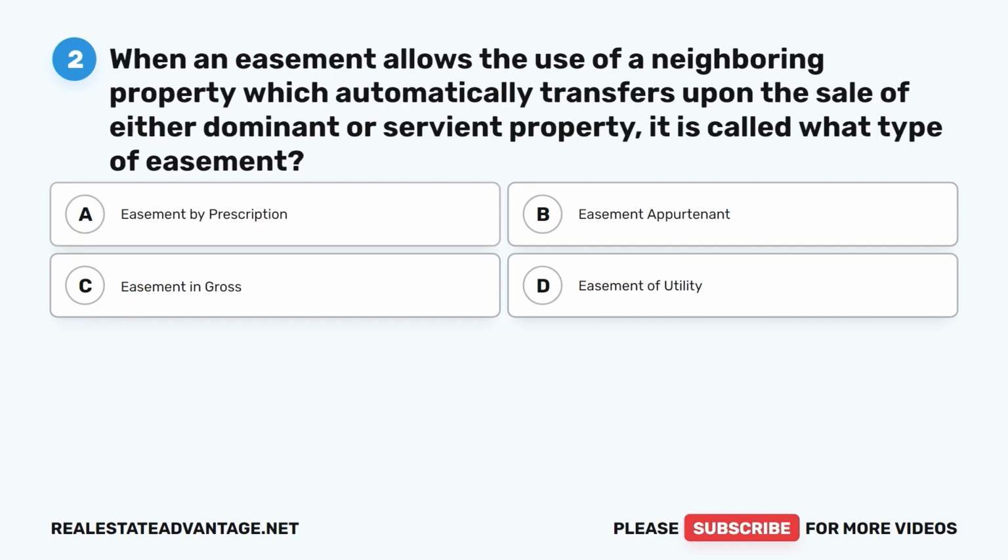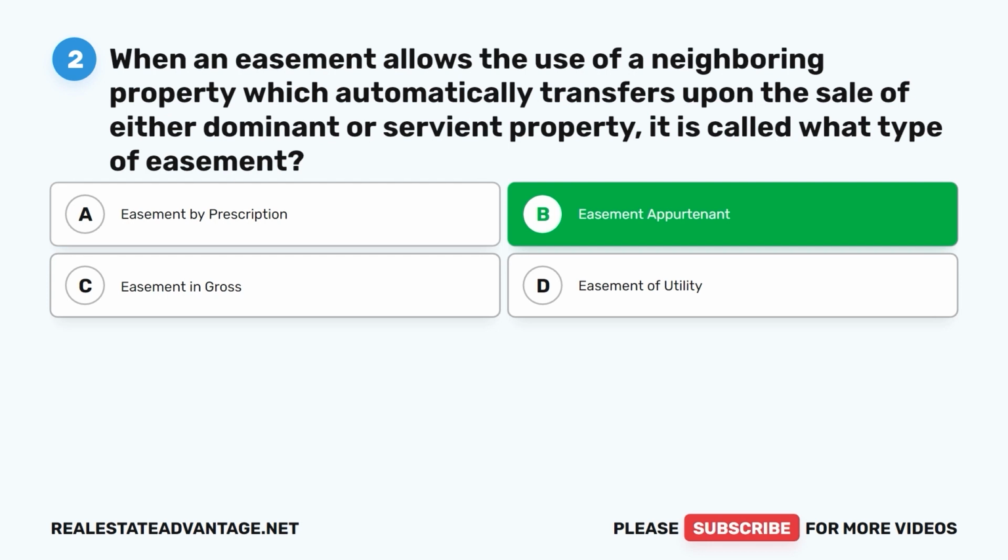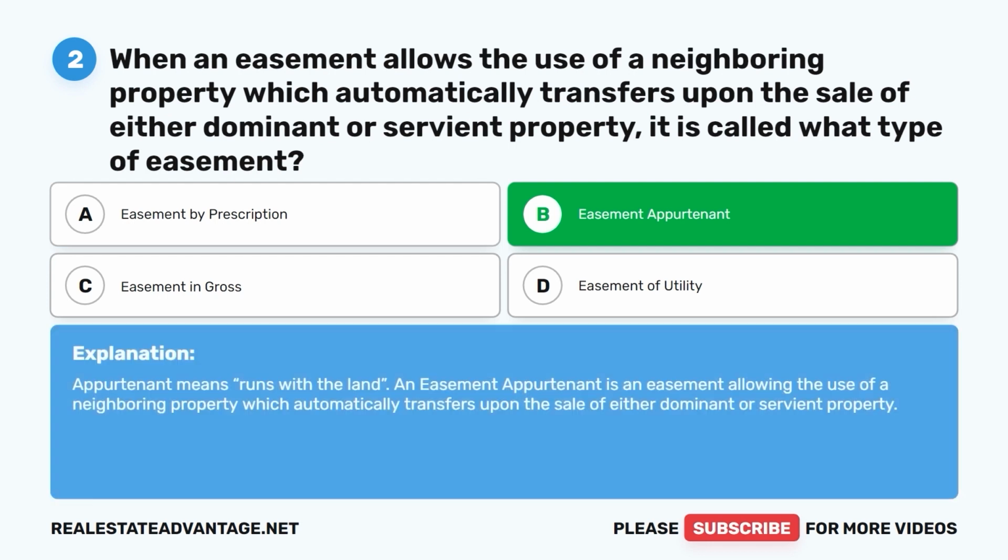Question 2. When an easement allows the use of a neighboring property, which automatically transfers upon the sale of either dominant or servient property, it is called what type of easement? A. Easement by prescription. B. Easement appurtenant. C. Easement in gross. D. Easement of utility. The correct answer is B. Easement appurtenant. Appurtenant means runs with the land. An easement appurtenant is an easement allowing the use of a neighboring property, which automatically transfers upon the sale of either dominant or servient property.